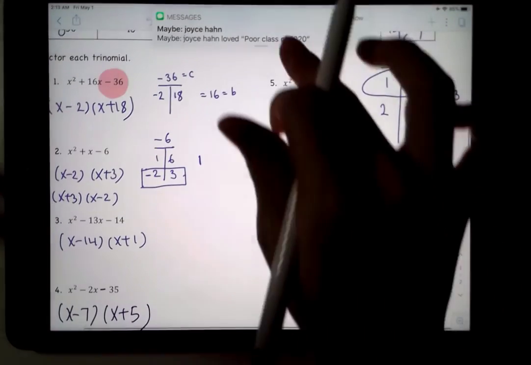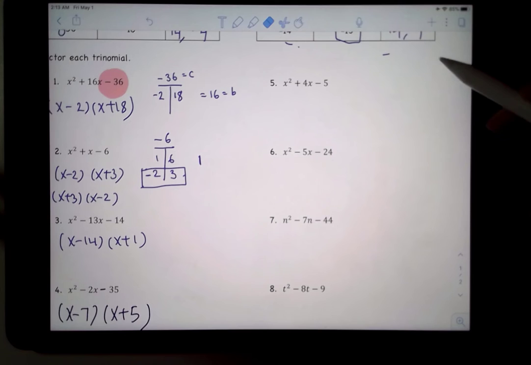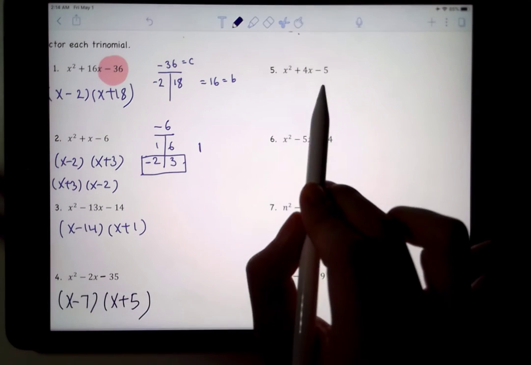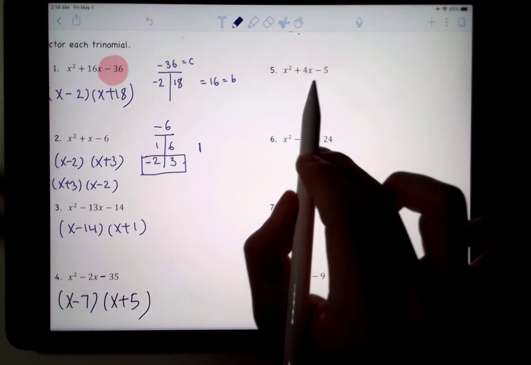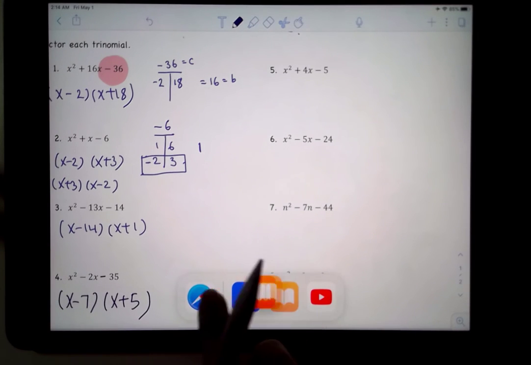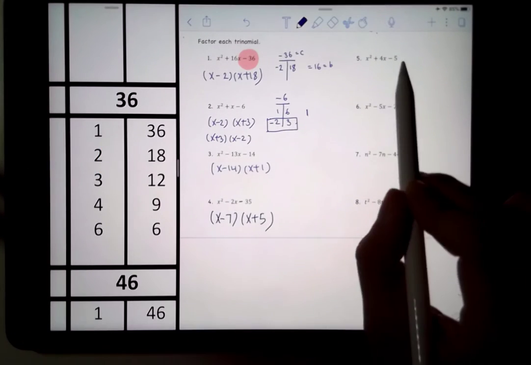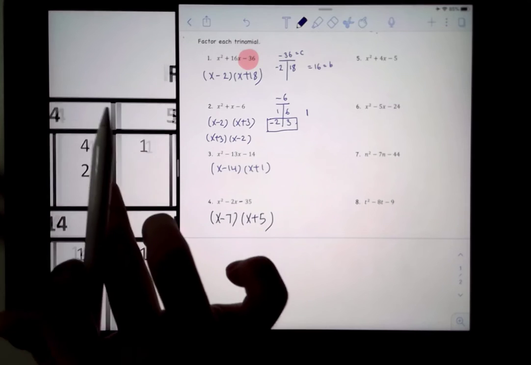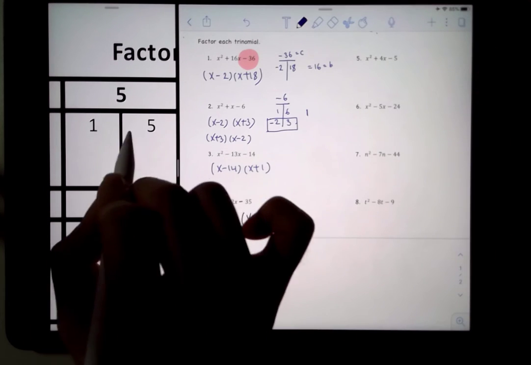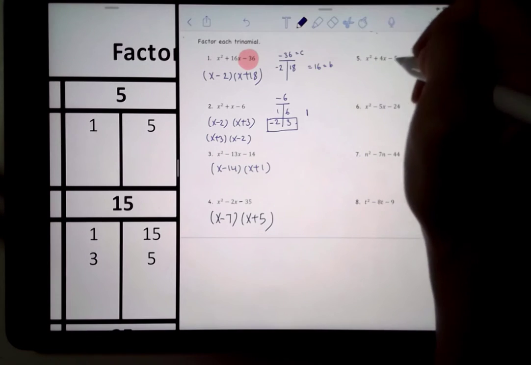So from here, so number 5, let's try this one. So negative 5. I'm gonna use my factor table. So 5, I'm gonna go to 5. Look, the difference is 4. You have only one pair. When you subtract, you get 4. So my numbers are 1 and 5, right?